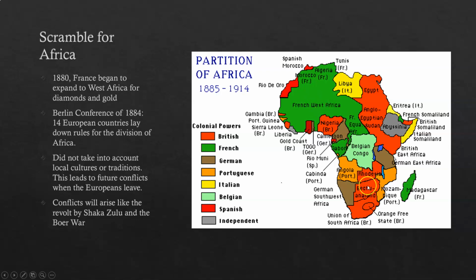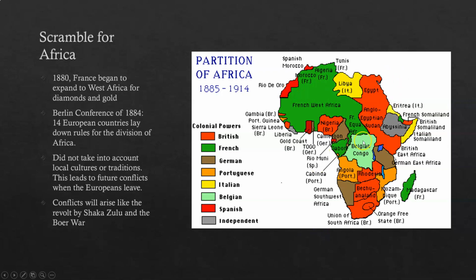I'll give you a perfect example with the Hutus and the Tutsis in Rwanda. Let's say that the Hutus in Rwanda were divided into two. Let's say the Hutus were right here. All right, so now the Hutus were going to be under British and German rule, but they're going to be separated because it's two countries now. It's part of a different country. So they did not take into account local cultures or traditions. Okay, so this is going to lead to future conflicts when the Europeans leave.